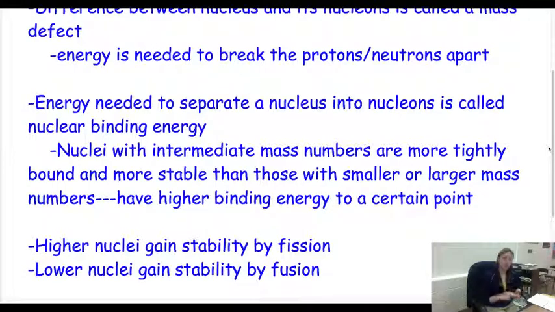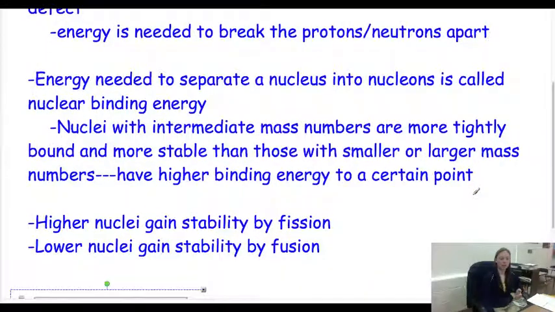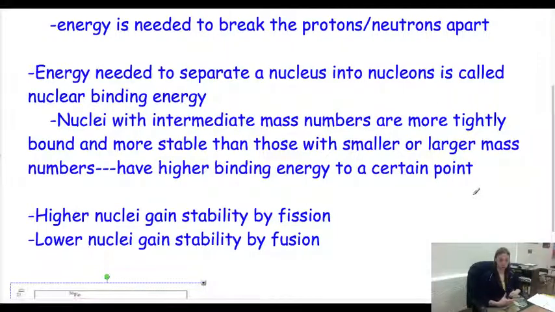Nuclei with intermediate mass numbers are more tightly bound and more stable than those that have smaller mass numbers or larger mass numbers. They have a higher binding energy up to a certain point, and we're going to look at a chart here in a second, where a high binding energy is good, but not always great. A higher nuclei will tend to gain stability by fission. A lower nuclei will tend to gain stability by fusion.